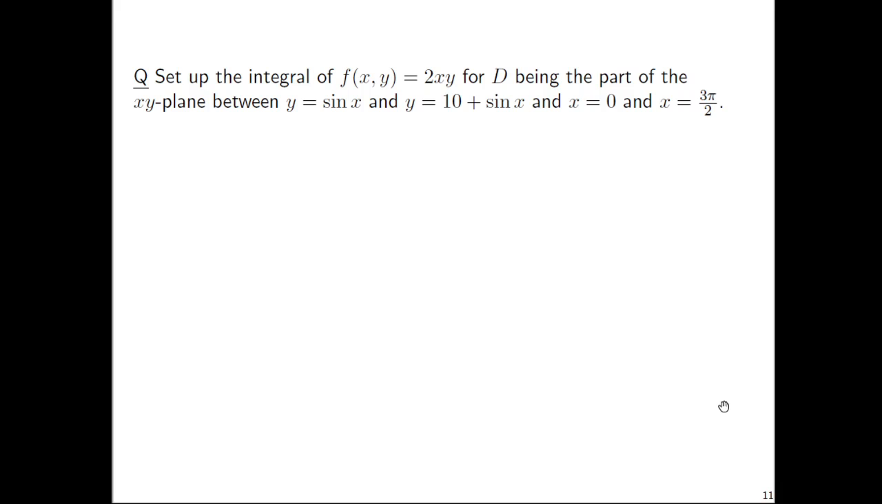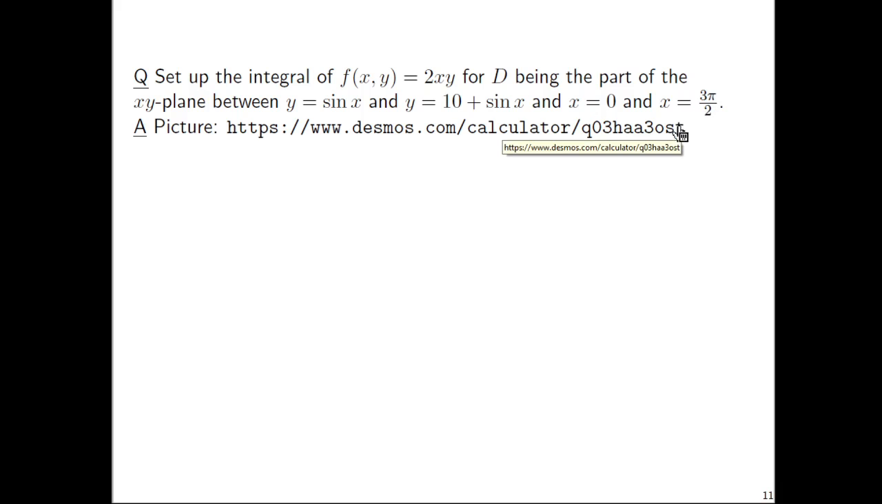Okay, let's set up the integral of 2xy for D being the part of the xy plane between y equals sine of x and y equals 10 plus sine of x, and x equals 0 and x equals 3 pi over 2. For a quick picture, think about it: the sine curve and that same sine curve shifted up 10 units, x equals 0, a vertical line, and x equals 3 pi over 2, another vertical line. This looks sort of like a wavy flag.